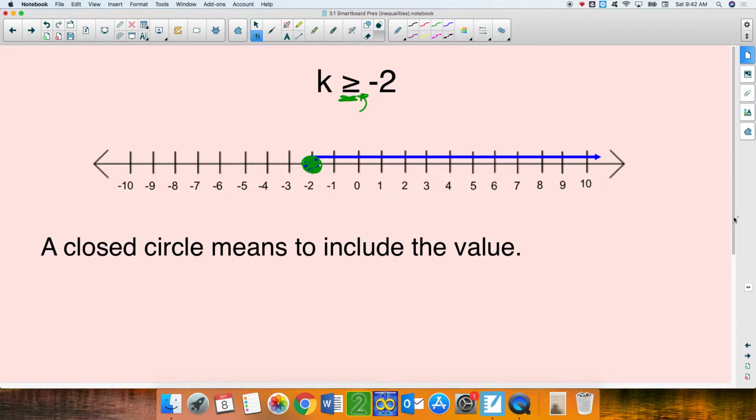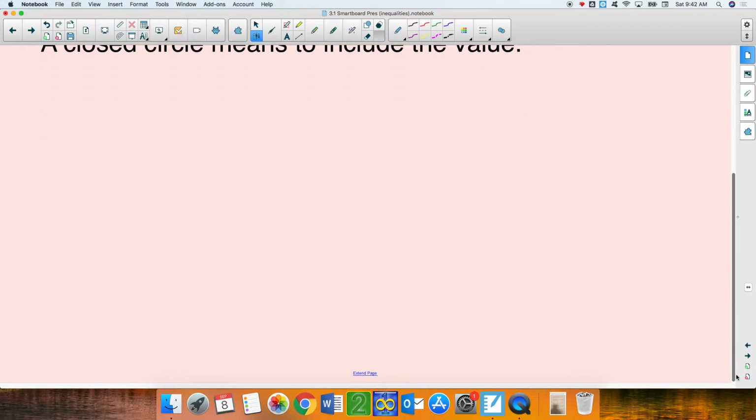Okay, so what I want you to write down is if I have a less than symbol or a greater than symbol, I don't want to include the value, so that's going to be an open circle. If I have less than or equal to or greater than or equal to, I do want to include the value, so that's going to be a closed circle.